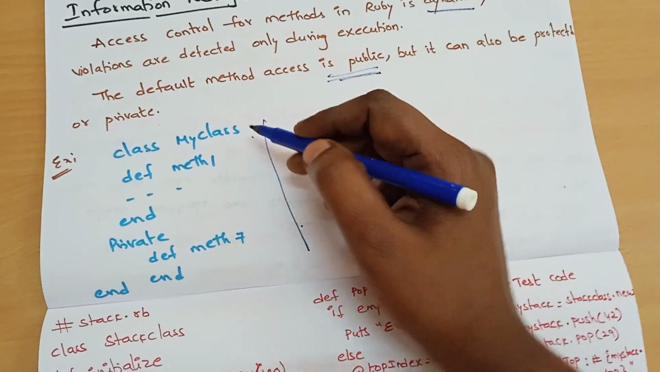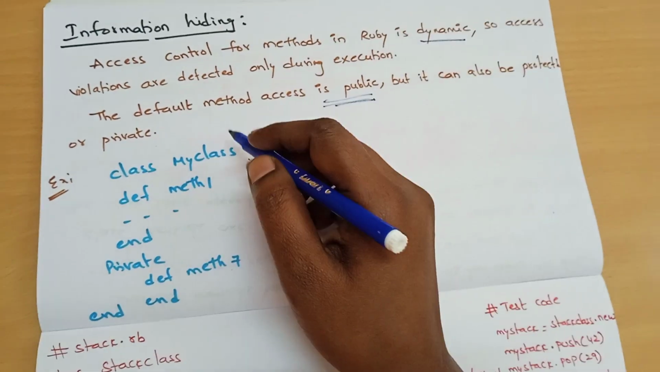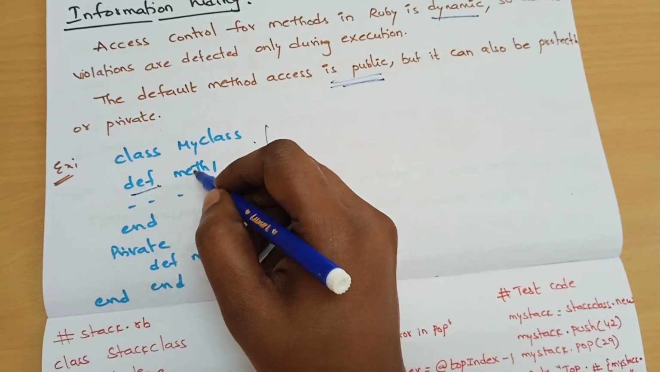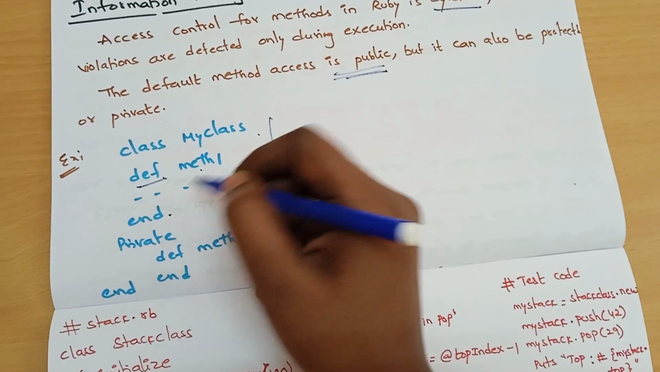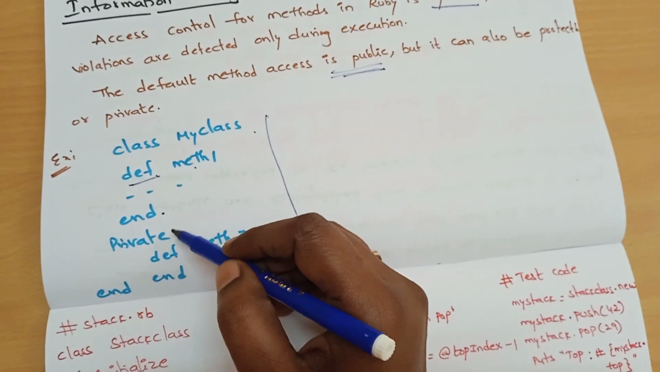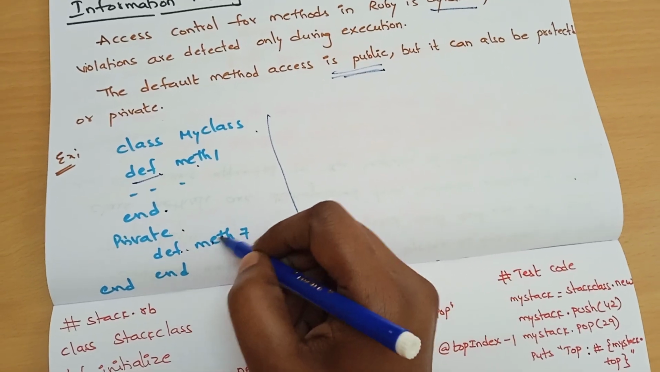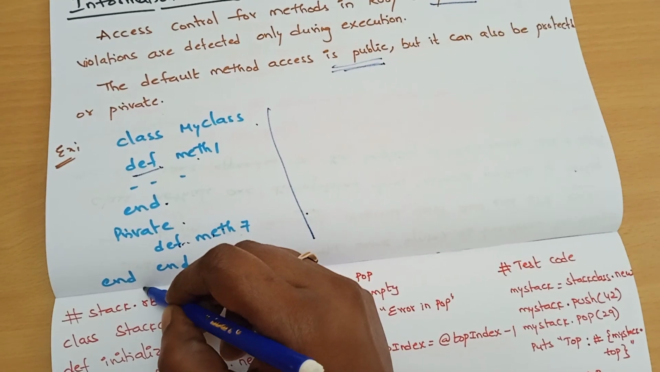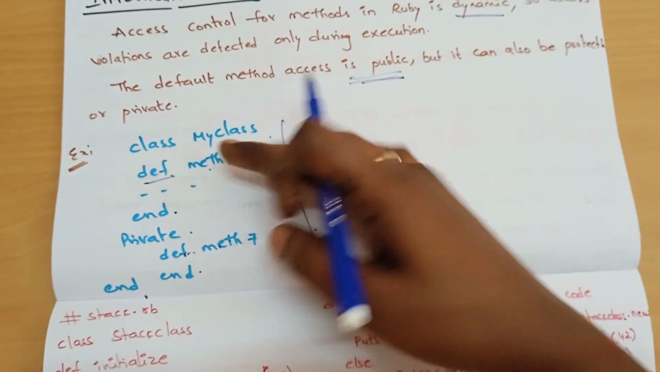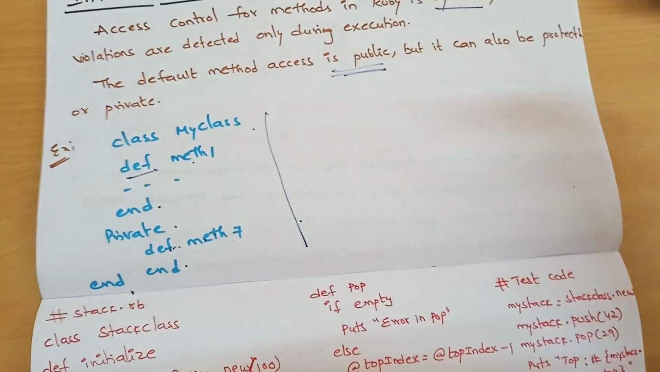Class, my class. Now my class is going to have some methods. As I told just before, every method will begin with the keyword def and end with the keyword end. The methods can also be private, and we will create a private method, with the definition beginning and ending with the keywords. So this end is for the class. If you see this, class members and class methods should all be inside the class.